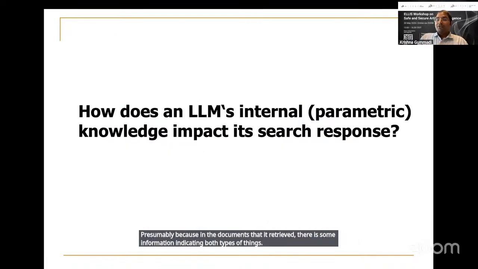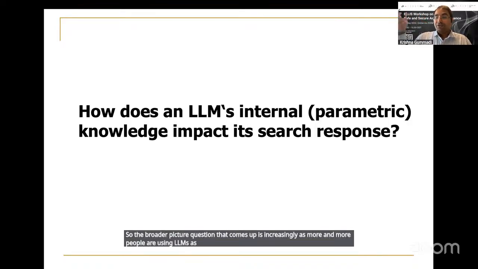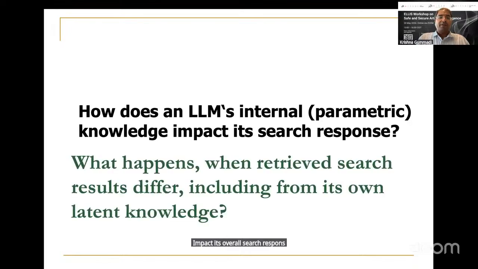So the broader picture question that comes up is, increasingly, as more and more people are using LLMs as the front ends for their web search and retrieving information, how does the internal parametric knowledge of the model, which is in the neural network, impact its overall search responses? That's the question that we're interested in.